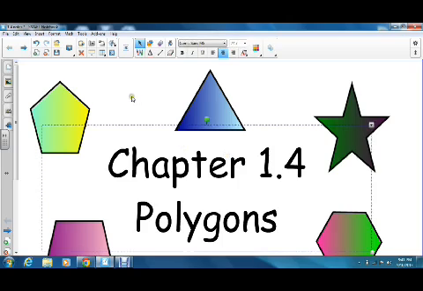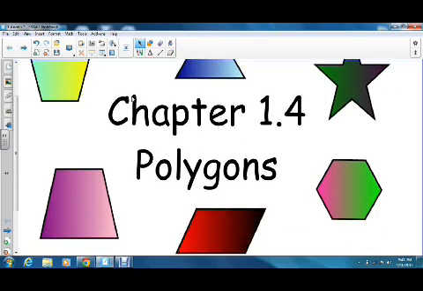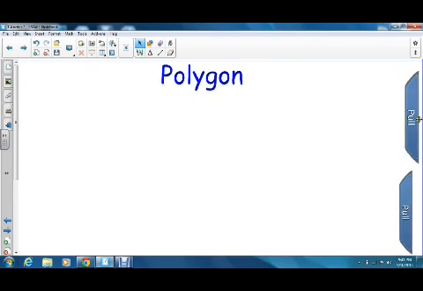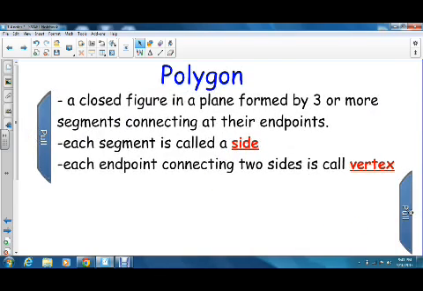So the first section that we're going to look at is polygons. And these are some examples of polygons that we have around the outside. And again, a lot of this is going to be vocabulary. I'm going to go through it fairly quickly. If you need to, pause the video while you're taking notes.